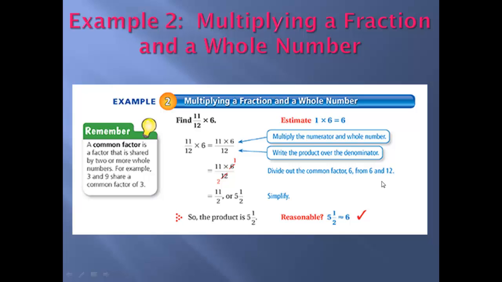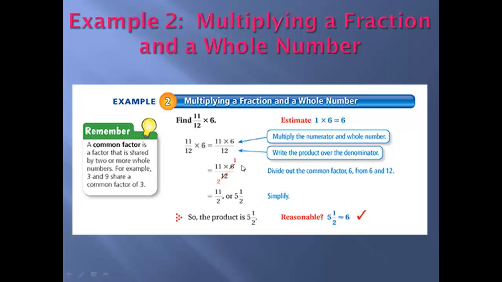If you look at the remember box at the left, it says a common factor is a factor that is shared by 2 or more whole numbers. For example, 3 and 9 share a common factor of 3. This will help us when we are simplifying our problem. Now if we want to find our exact answer, we have 11/12 times 6. We're going to multiply the numerator and the whole number, so 11 times 6, and then we're going to write the product over the denominator, which is 12. So now we have 11 times 6 over 12.